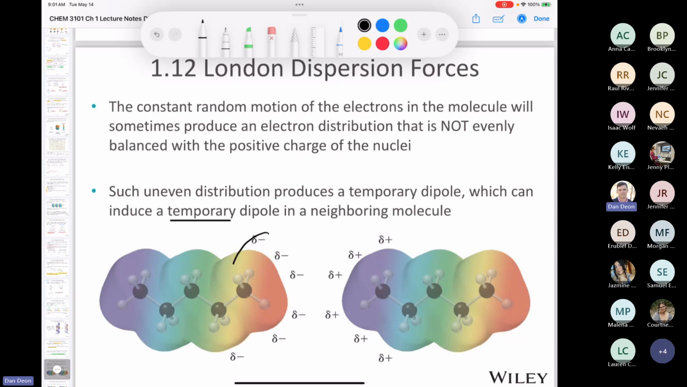But if all the electrons gathered up on one side, what does that mean? On this side you've got a big old delta negative, and it's going to repel the electrons on the other side, and then you get a delta positive over here, and they're going to be attracted to each other. Is it going to last for a long time? No, it's short. But if you average them up, if you have enough molecules, Avogadro's number of them, they start to be significant.